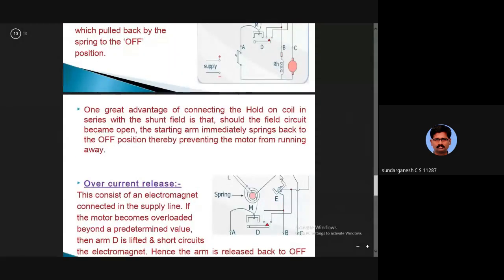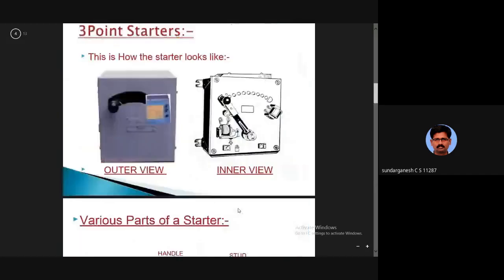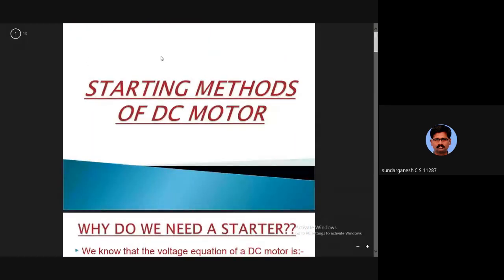They may ask, explain the working of the 3-point starter or explain the working of the 4-point starter. So for the 4-point starter also you have to explain the working. I'm moving the handle, so you have to explain the hold-on coil, you have to explain the overcurrent relay. Everything you have to explain. So this is one of the important theory questions in this unit.